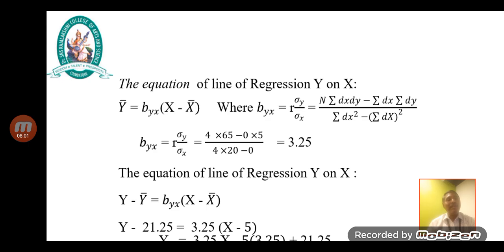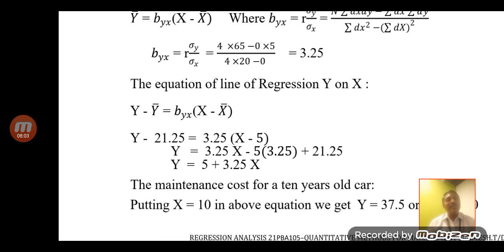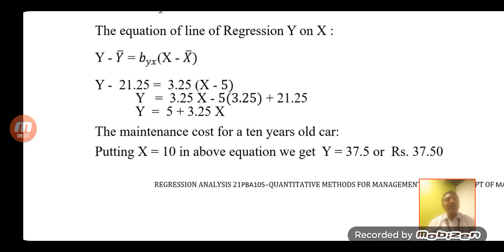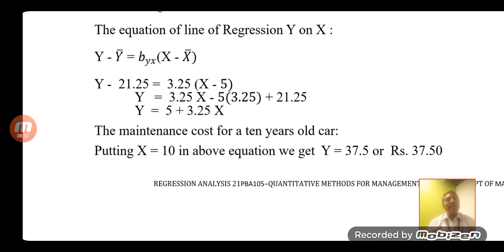Next, the regression line equation y on x: y minus y bar is equal to byx into x minus x bar. Already we found the average of y, so y minus 21.25 is equal to the regression coefficient y on x, 3.25, into x minus the average of x, which is 5, so substitute 5 here. So we get the equation y minus 21.25 is equal to 3.25 into x minus 5.